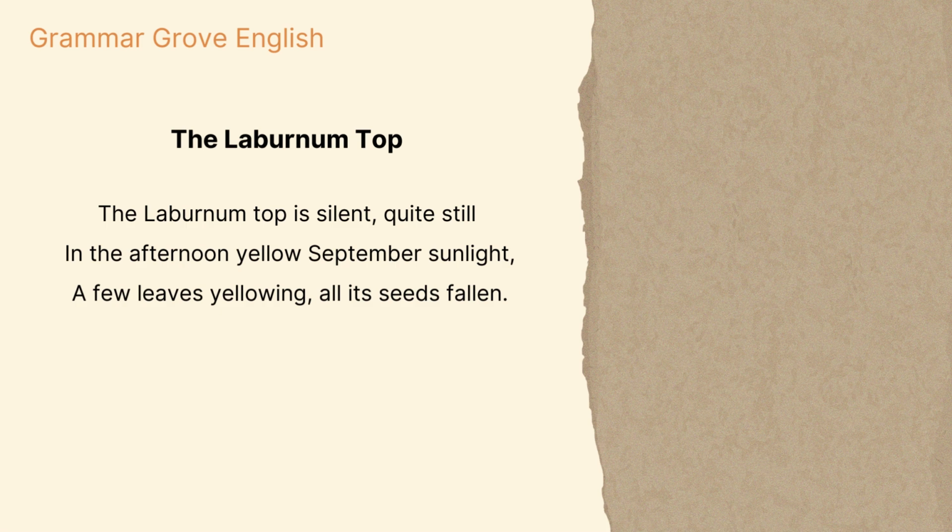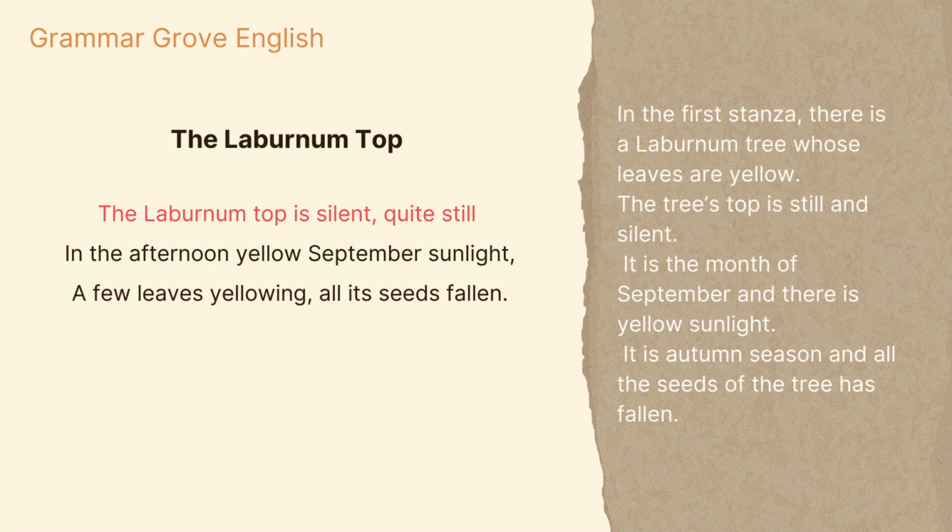So in the first stanza, there is a description of the laburnum tree. The laburnum top is silent, therefore the top of the tree is silent. The tree top has no sign of life in it. It is silent, it is still, it is not moving. In the afternoon yellow September sunlight. So we see that it is the month of September and it is the afternoon time. And we have the yellow sunlight. A few leaves yellowing. And the leaves of the tree are also yellow in color.